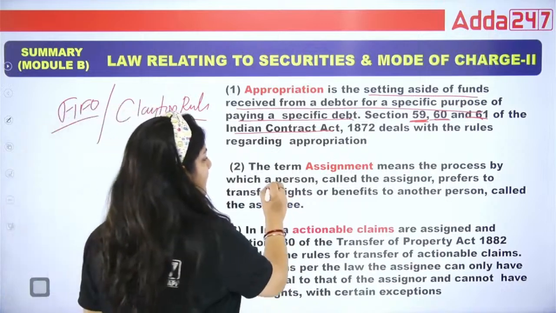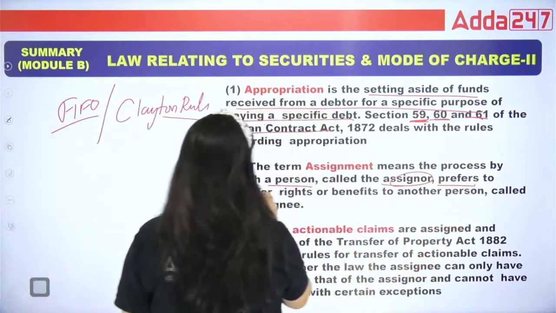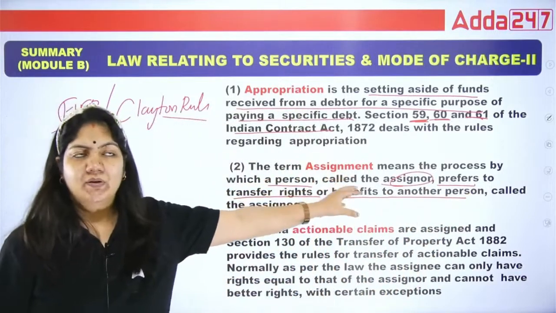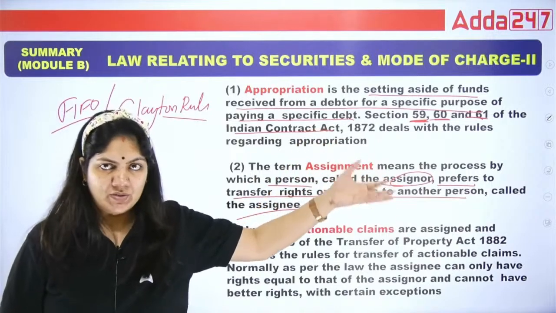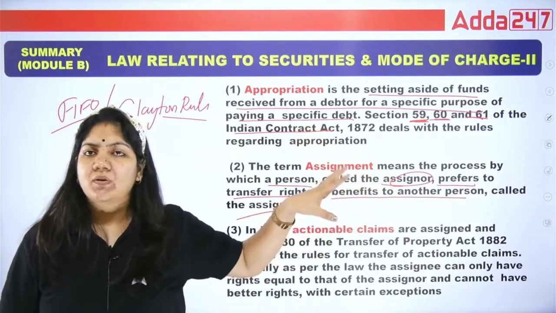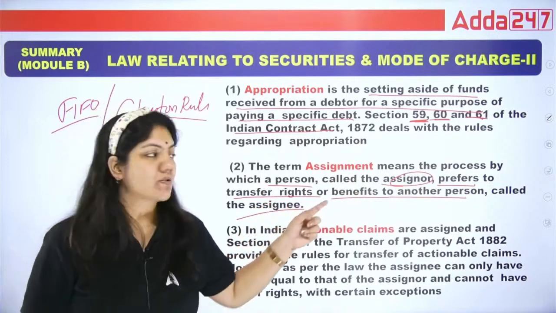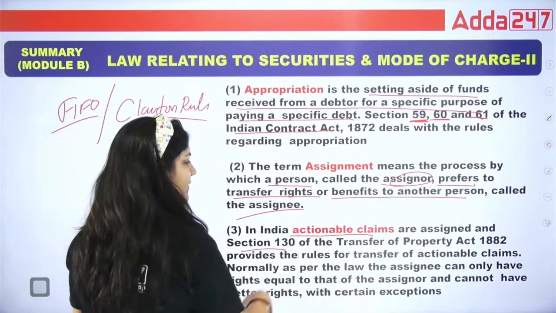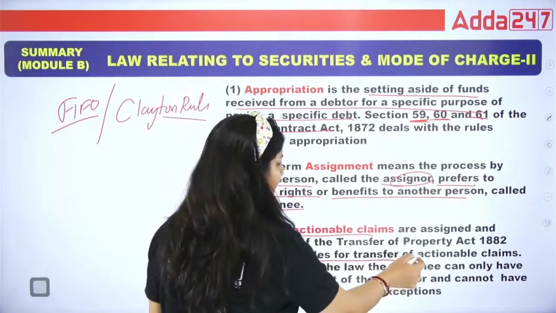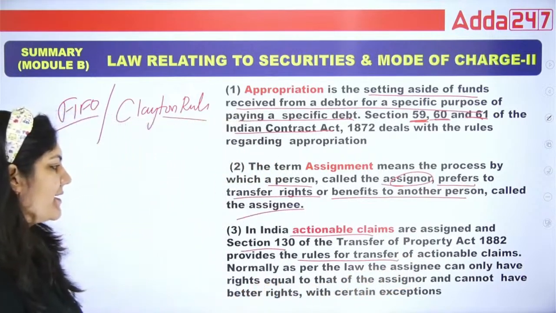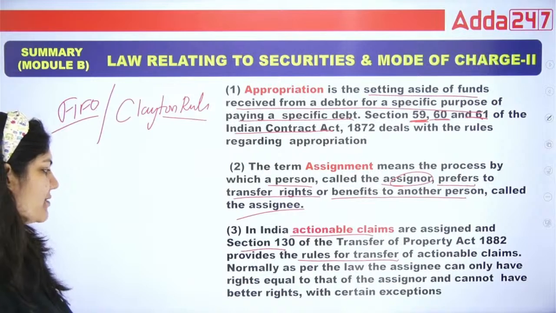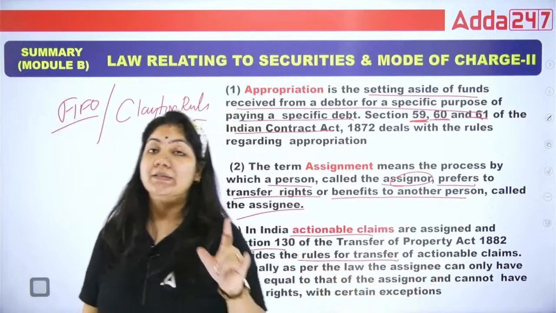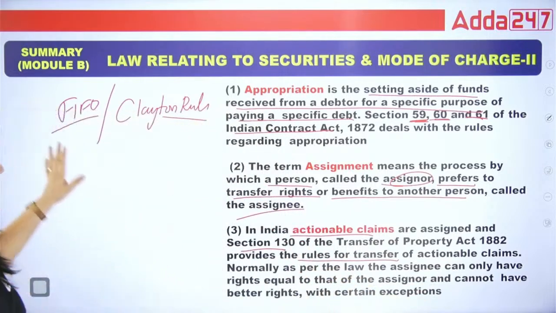Assignment is the process by which a person called the assignor transfers rights and benefits to another person, called the assignee. That generally happens when the bank purchases the insurance and the bank is the what? Guarantor of the person. So this is called assignment. Actionable claim: Section 130 of the TP Act provides the rule for transfer of actionable claim. Normally, as per law, the assignee can only have rights equal to those of the assignor, and cannot have better rights, with certain exceptions. Actionable claim is the claim that always arises in unsecured debt. That's it. Okay.